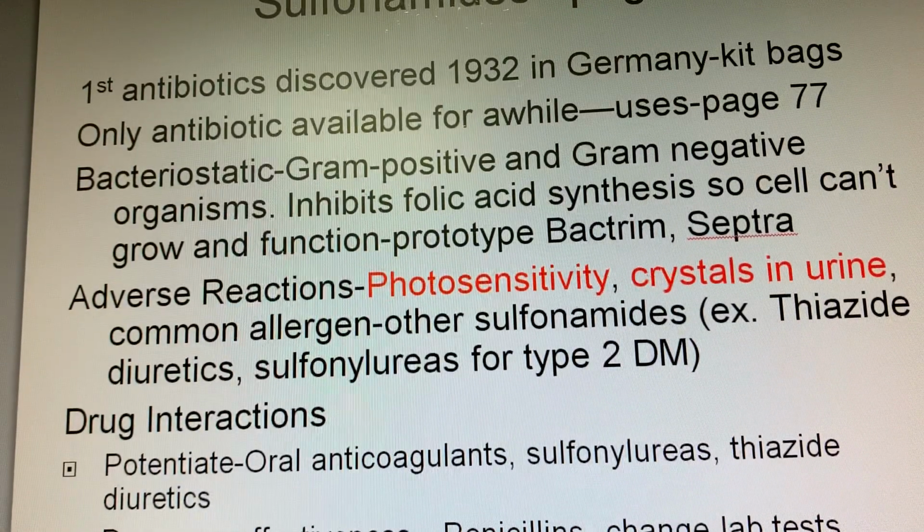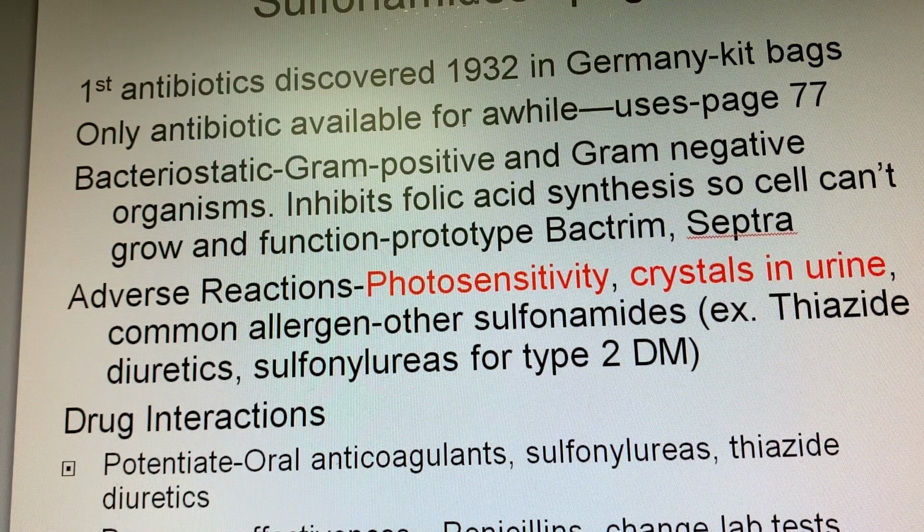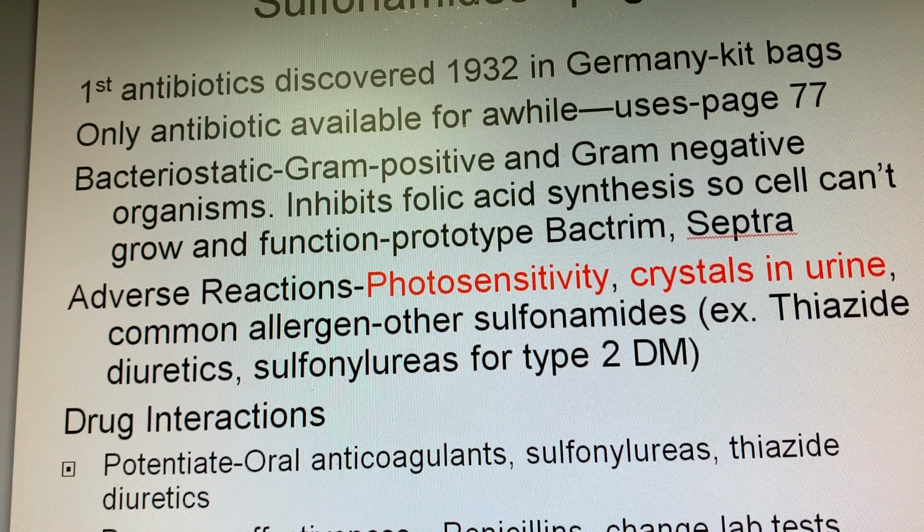The next category of drug, and they didn't really put them in order of when they were discovered. If they had, then sulfonamides would be the first ones listed because for a long time they were the only antibiotics available. Sulfonamides are discussed in the text on page 76.